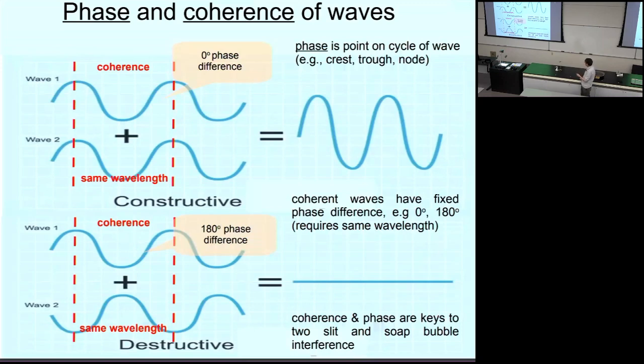In the case of destructive interference, when we have one crest, the other wave is a trough. In this case, there's a 180 degree phase difference between the two waves. So when one's a crest, the other's a trough. When one's a trough, the other's a crest. That's a 180 degree phase difference, and that causes the destructive interference of the two waves.